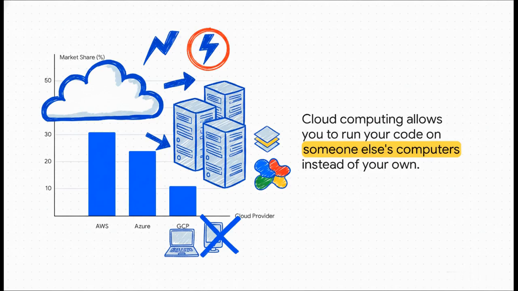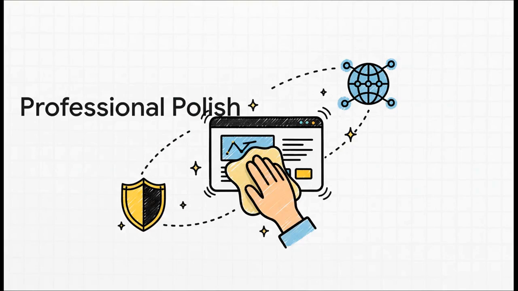All that means is you're renting space on someone else's giant, powerful computers in massive data centers run by providers like Amazon Web Services, Microsoft Azure, or Google Cloud. You'll need to learn the basics of getting your application up and running on one of them. And finally, you add that professional polish. This is the stuff that really separates the pros from the hobbyists.